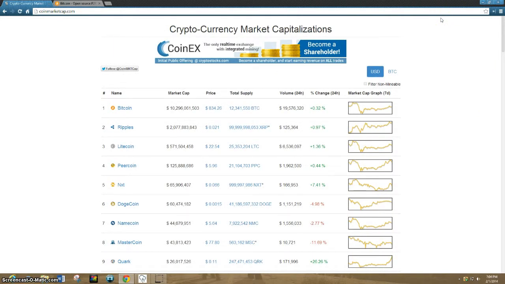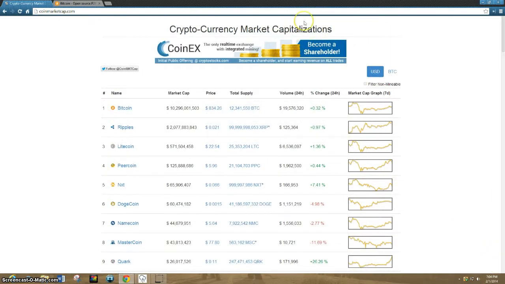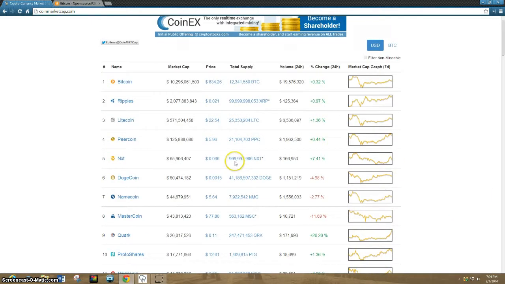The virtual currency market is a hard market to crack. As you can see, only a small portion of the coins are actually worth something. As you can see, the MasterCoin is worth $77, but if you go down here, tickets have to be expressed in scientific notation. They're not even a cent. So you have to be cautious when investing.